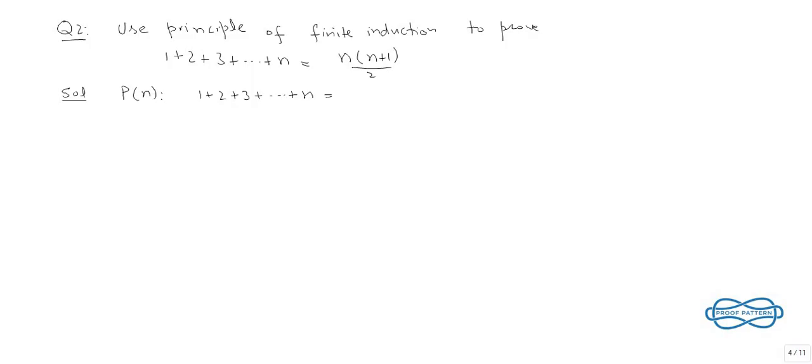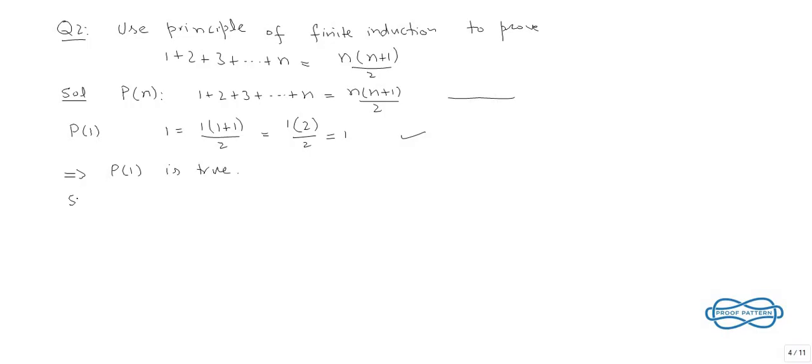We have to prove that Pn is true for all integers n. So we consider P1. It means wherever there is n in this condition, we have to replace it by 1. So 1 is equal to 1 into 1 plus 1 over 2, which is actually 1 into 2 over 2, and that is 1. So this equation is satisfied. This means the given condition is true for n equal to 1.